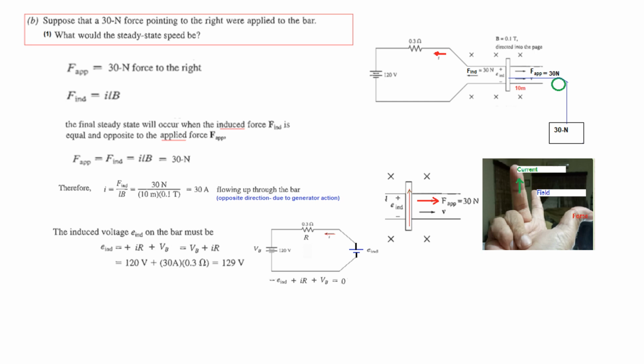And then the induced voltage we can find from this formula. We can either write it this way or that way. Since the current direction is from right to left, I'm writing from the right-hand side. So minus E induced plus IR plus VB is equal to 0. From here we find that E induced is equal to IR plus VB. Plugging in VB of 120, I of 30 amperes we got from here, and R of 0.3, the induced voltage is 129 volts.